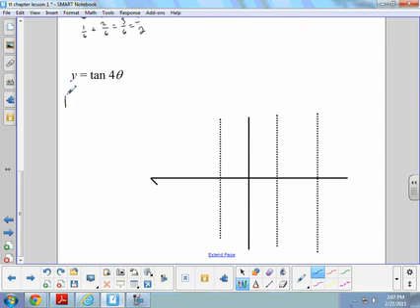My period is going to be pi/4. I'm going to have vertical asymptotes at -pi/8, +pi/8. Go ahead and put those in right now. -pi/8, there's 0, pi/8. And to find that last one, take my asymptote, add my period to it. If you get a common denominator, you're going to get 3pi/8.